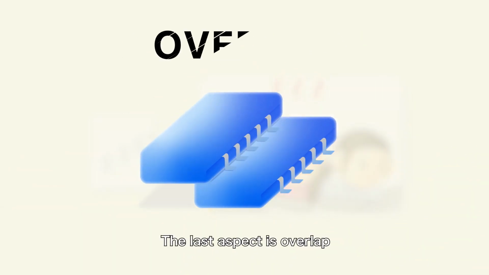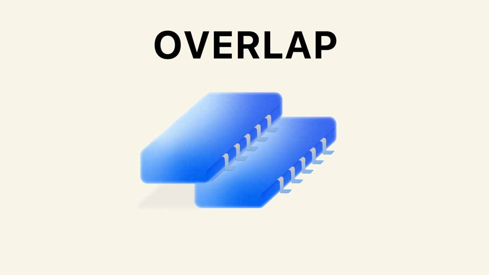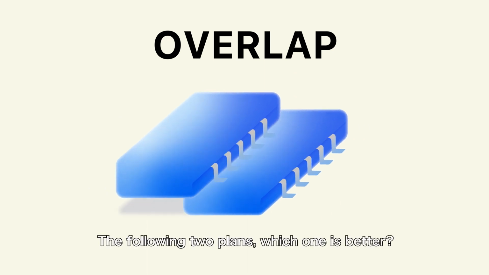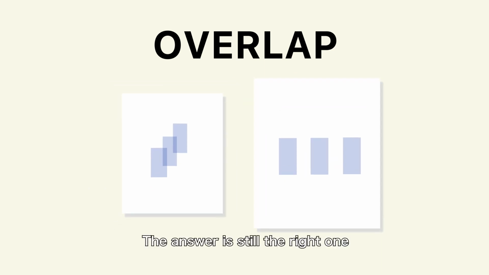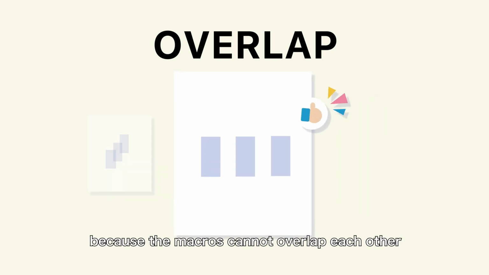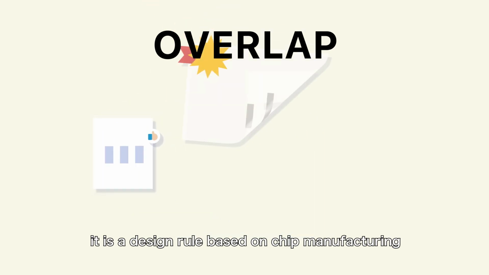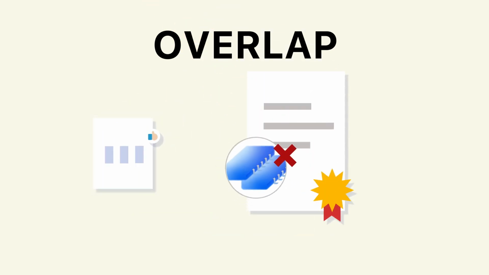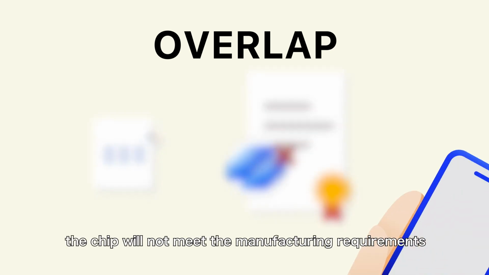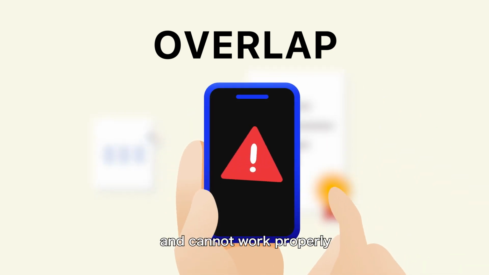The last aspect is overlap. The following 2 plans, which one is better? The answer is still the right one, because the macros cannot overlap each other. It is a design rule based on chip manufacturing. If there is an overlap between macros, the chip will not meet the manufacturing requirements and cannot work properly.